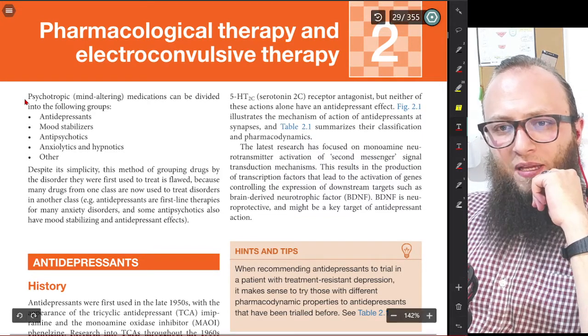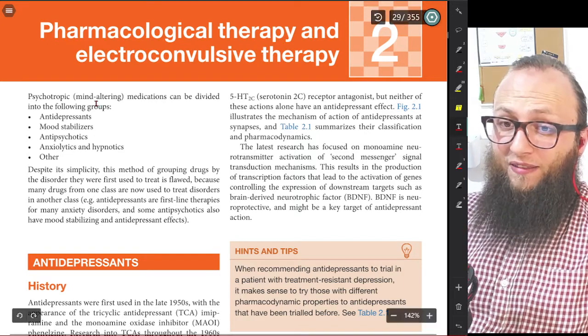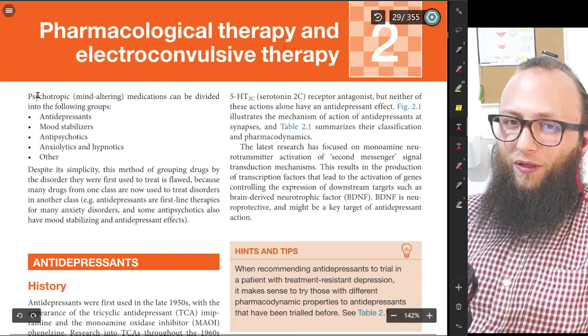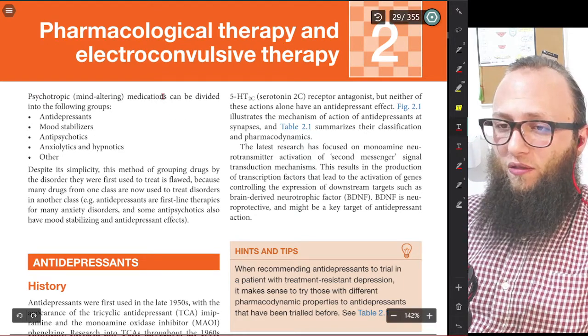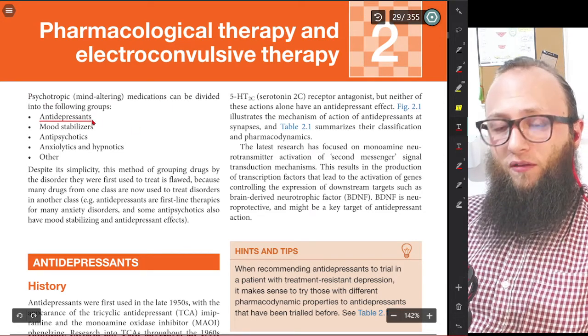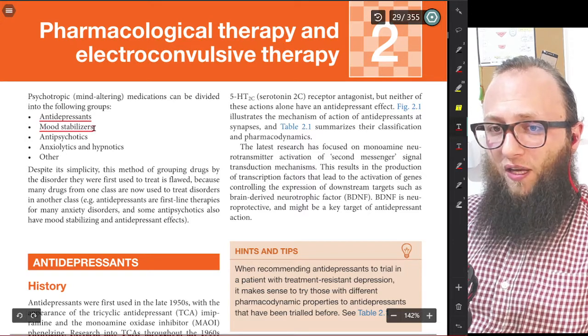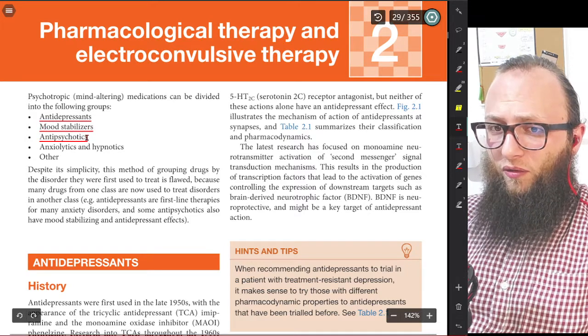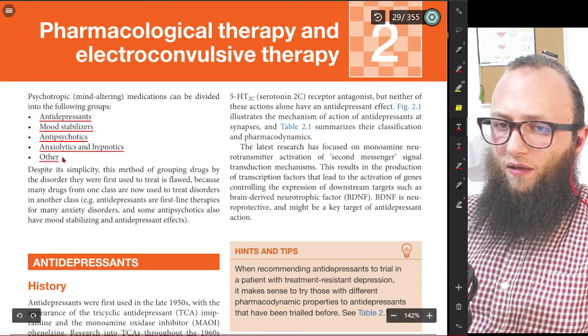So, psychotropic or mind altering, that's the meaning of psychotropic. Psychotropic medications can be divided into the following groups. We have antidepressants, mood stabilizers, antipsychotics, anxiolytics and hypnotics, and others.